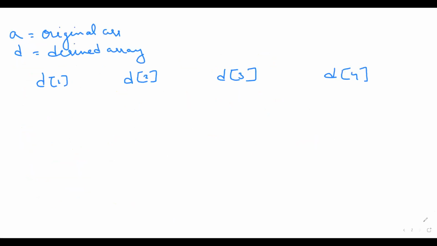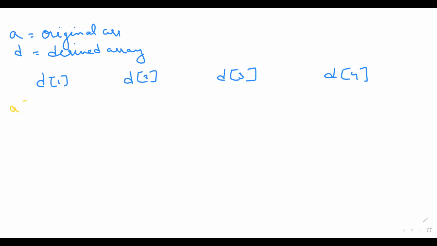Let's consider A to be our original array and D as the derived array. The derived array is already given to us. We need to find the original array and check that whatever we are getting as derived array, is it valid or not. So how are we going to get the original array?